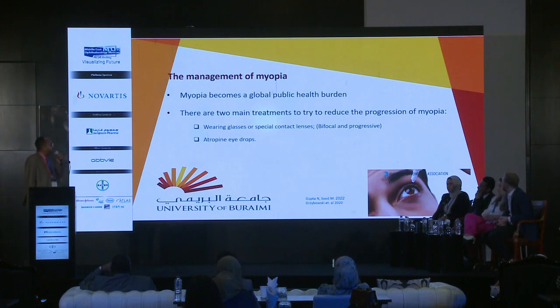There are two main types of treatment. The first one is wearing glasses. The glasses or contact lenses, bifocal or progressive, reduce hypermetropic defocus, because the progression of myopia is by elongation of the anterior-posterior diameter of the eye. Here, we need to reduce that. Another thing is atropine eye drops with different concentrations from 0.05, maybe now we speak about 0.5 eye drops, to reduce progression of myopia. There are different protocols for that, but the known protocol is daily for two to three months, and then after that weekly, okay, to reduce the progression of myopia.